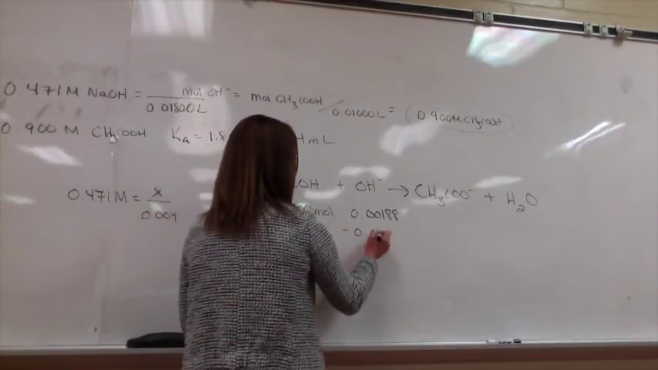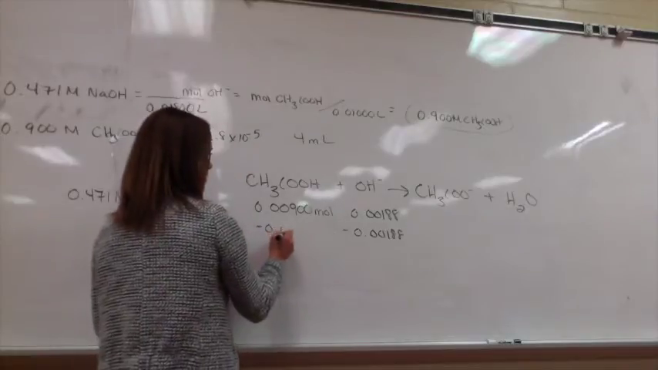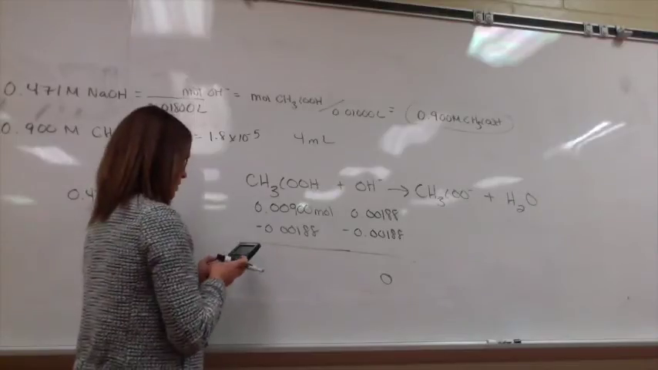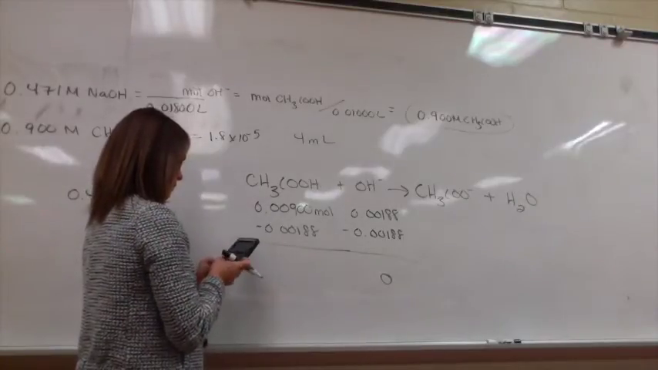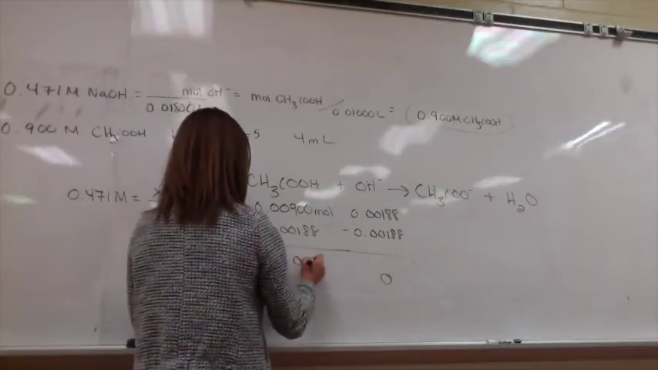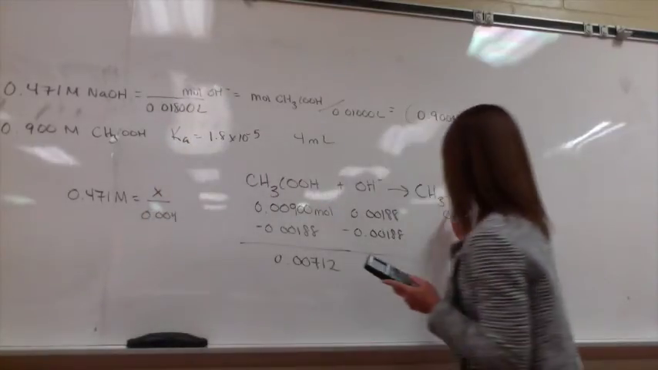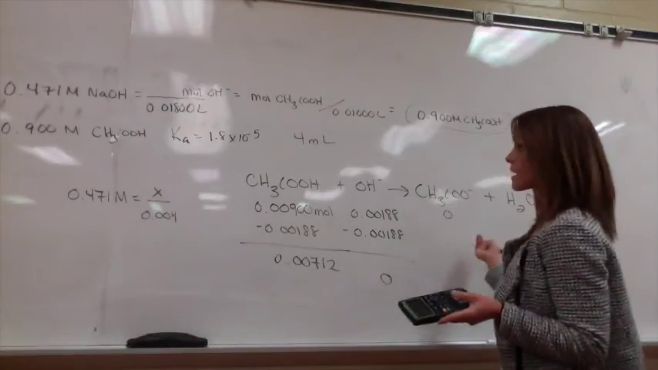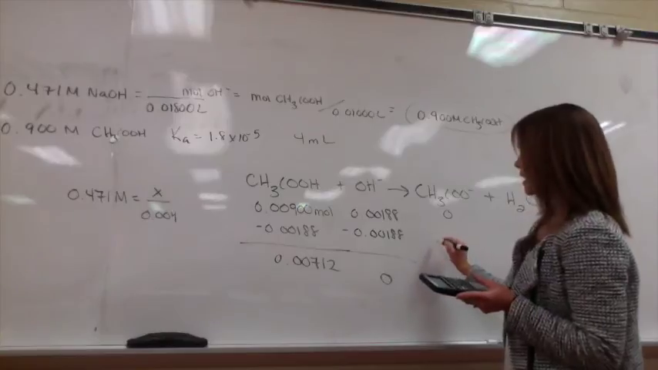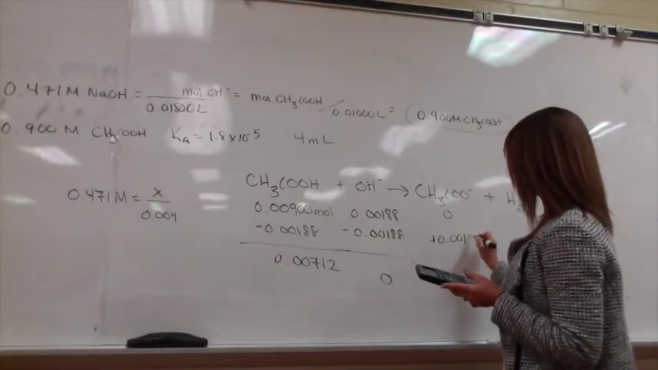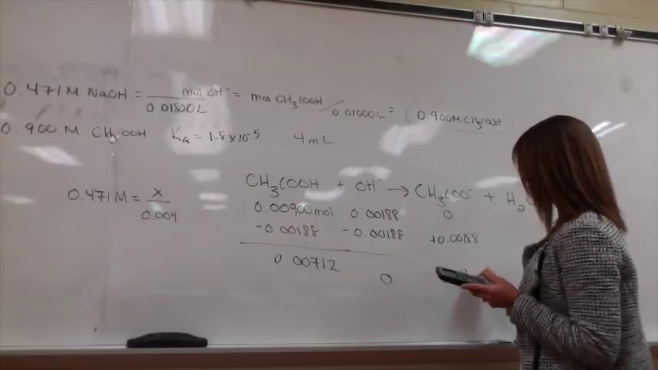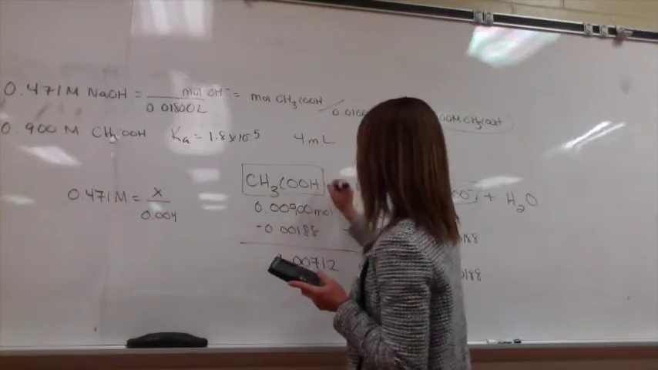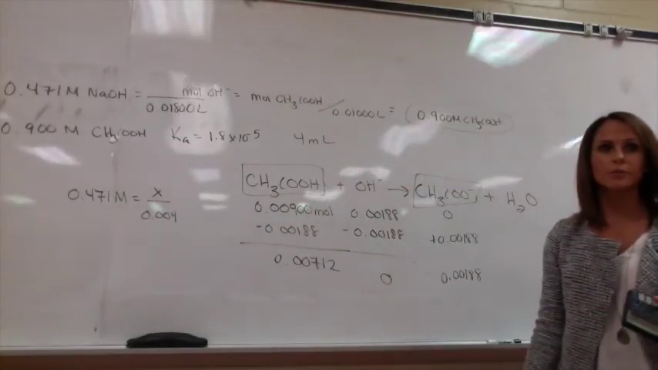So I subtract that out. Subtract that out. This is now 0. And then I add, this was 0, there's none of that in there, right? It's negligible, whatever amount was in there. And then I'm going to add the 0.00188 here. And now you can recognize that in this solution, you do have a buffer.